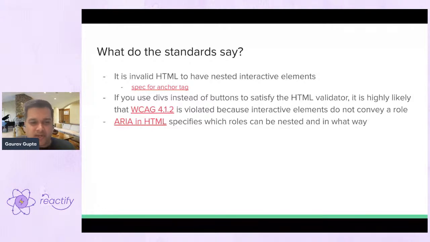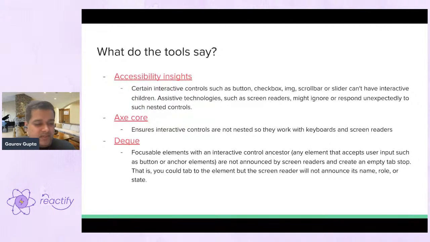Similarly, there is a spec for ARIA and HTML which exactly specifies what roles can be nested, which elements can be nested, and in what way. It's worth going through if you are getting into some problem related to nested interactive elements. Any kind of accessibility tooling, whether for manual or automated testing, will also tell you that this is a problem. I've just listed two or three popular tools and how they report these errors and what kind of suggestions they make.